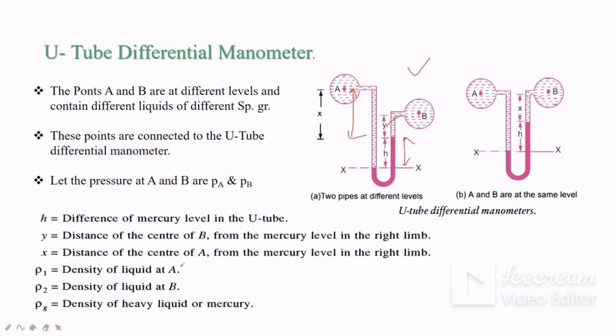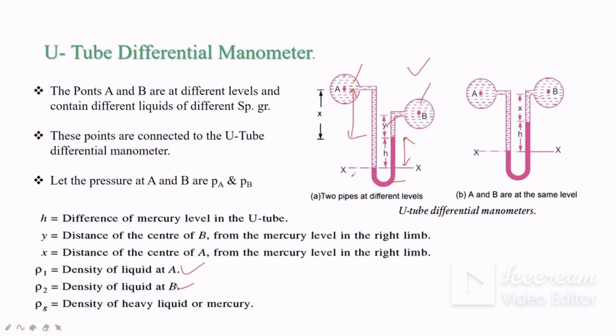And the density of the liquid in A is rho 1, rho 2 is the density of the liquid in B, and rho G is the density of the heavy liquid, or mercury. So rho 1, rho 2 and rho G, where rho G is the density of the heavy liquid, mercury. Okay. Next, what can we do?